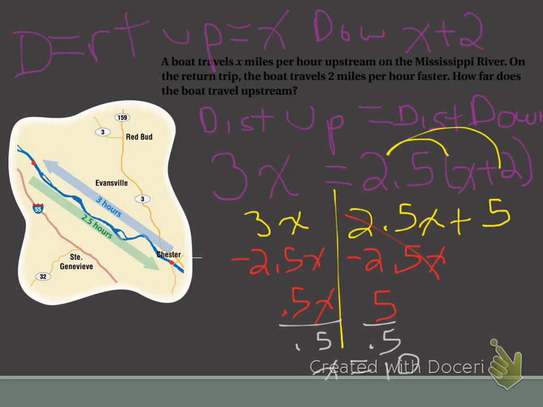So the boat travels 10 miles per hour for 3 hours upstream. So it travels 30 miles upstream. So the distance is going to be 30 miles. Rate times time.